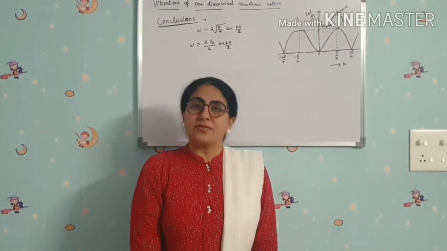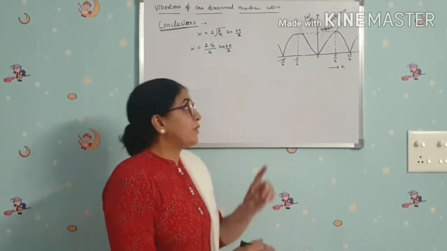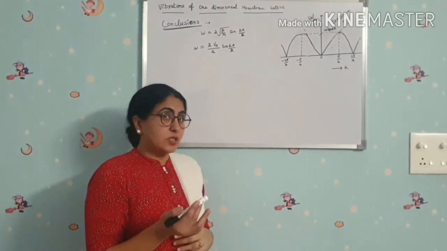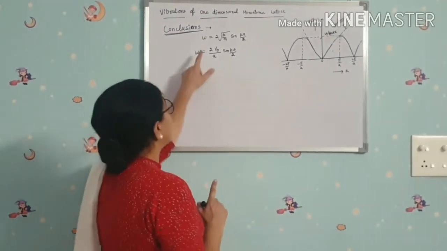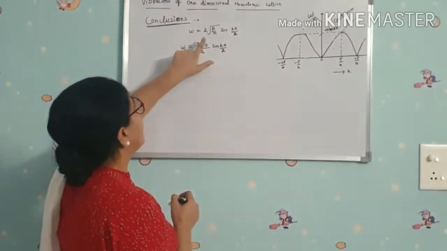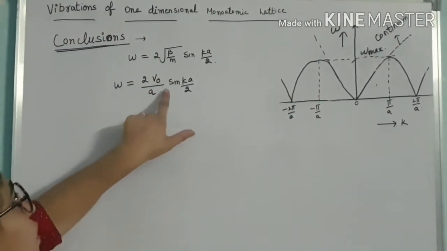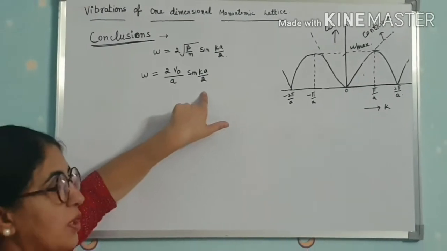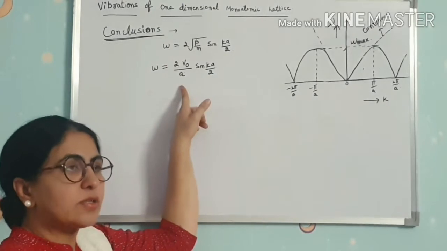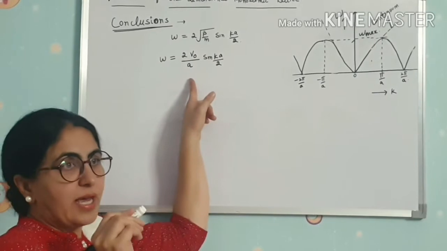In the previous lecture, we derived the relation between omega and k, which is called the dispersion relation. We derived omega is equal to 2 under root beta by m sine of k by 2. When we put the value of under root beta by m, it comes out to be omega is equal to 2 v naught upon a sine of k by 2, where k is the wave vector, omega is the frequency, a is the periodicity of the lattice, or lattice constant, or the distance between the two nearest neighbor atoms.